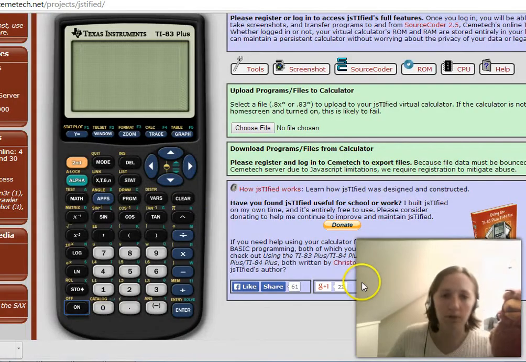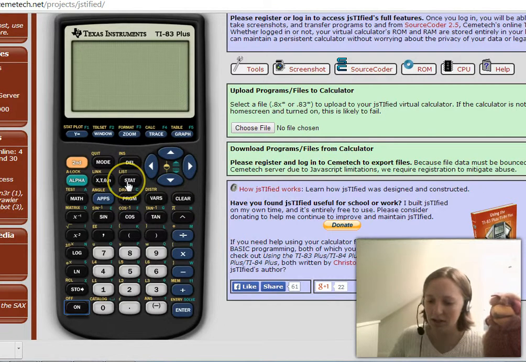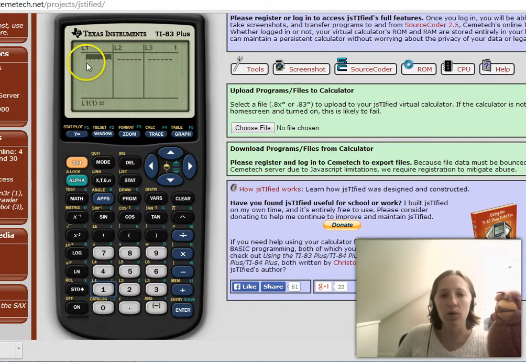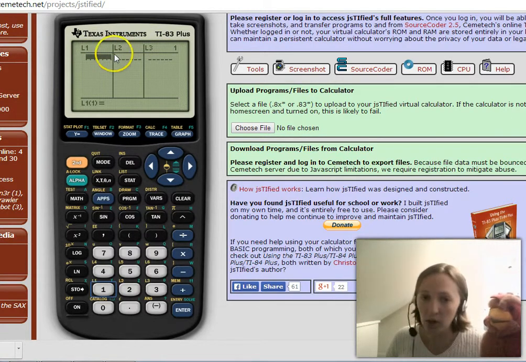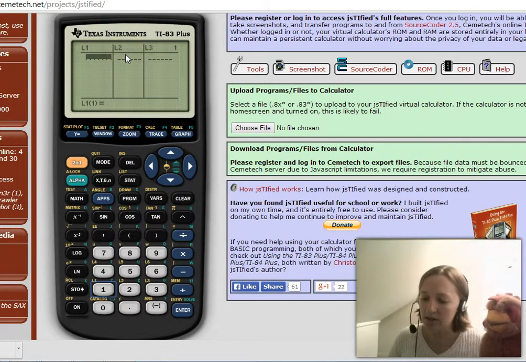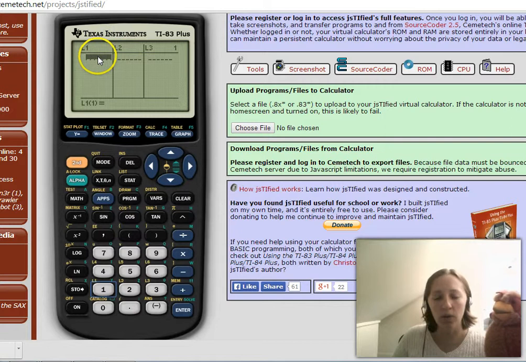So here we go. First you hit the stat button. That's going to get you to this screen. And we need to go and edit our lists. So we're going to choose number 1, edit, and now we have lists. We have list 1, list 2, and list 3. We're only going to use list 1 and list 2. L1 is going to be your time list, and L2 is going to be your concentration list.